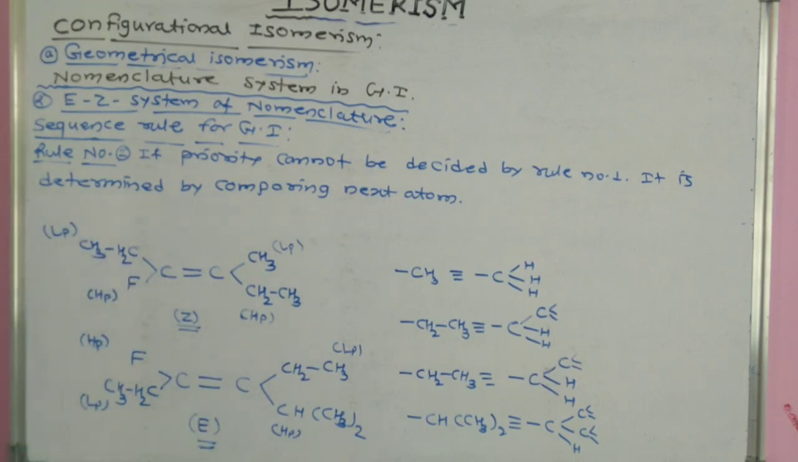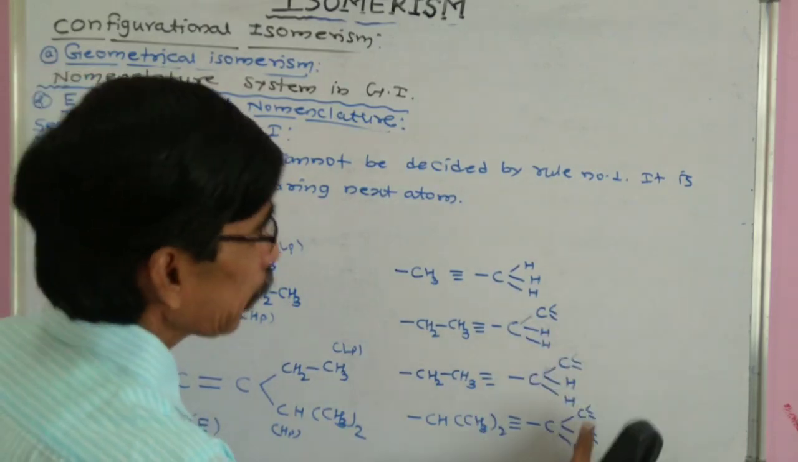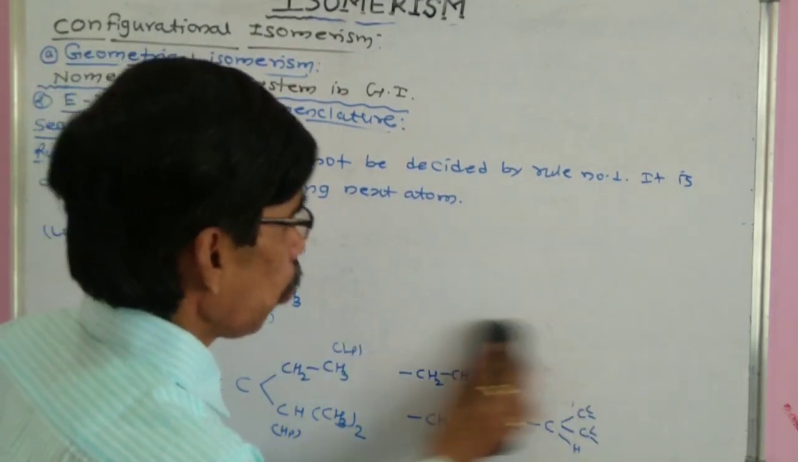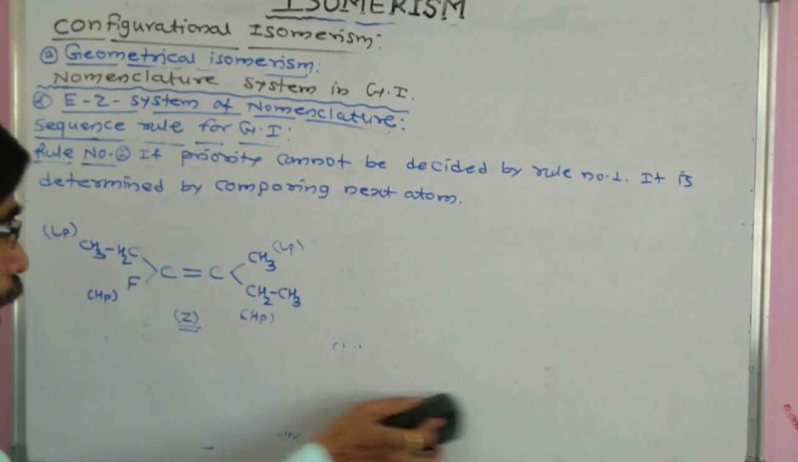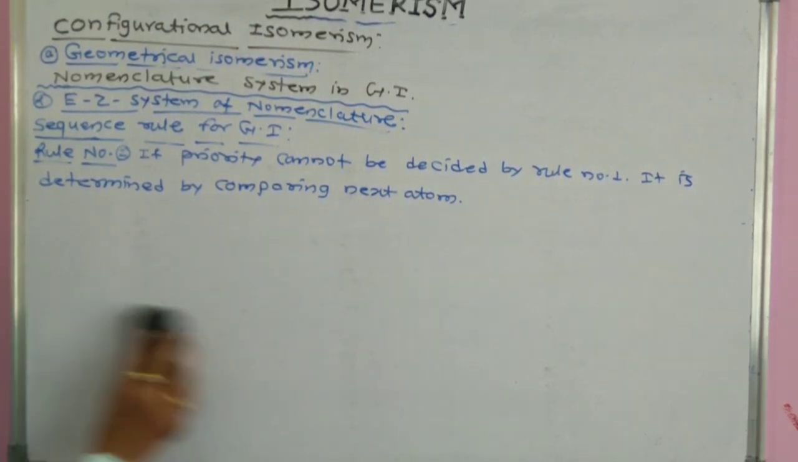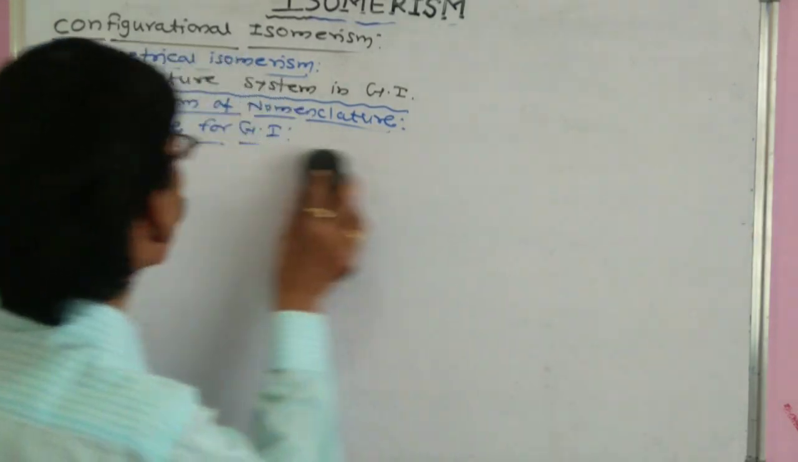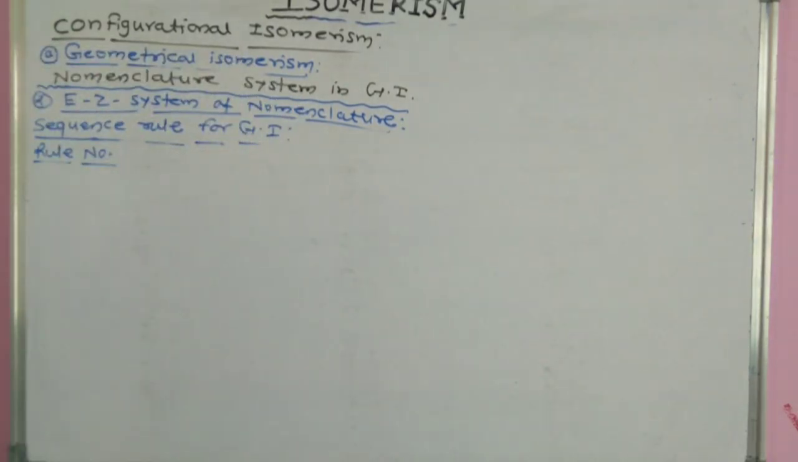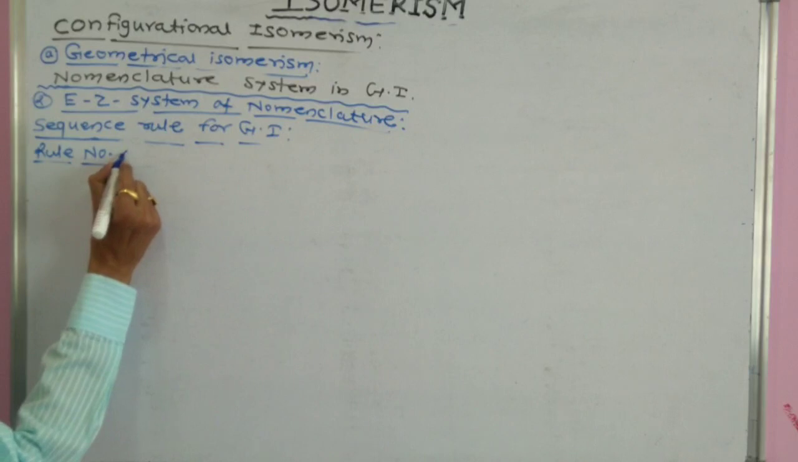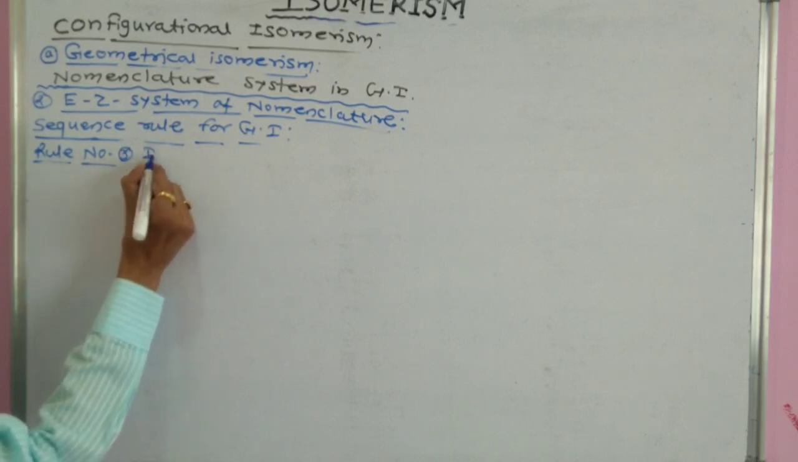So when priority cannot be decided by rule number 1, it is determined by comparing the next group. So these are the next groups compared with the first atom. So this is rule number 2. Now rule number 3.